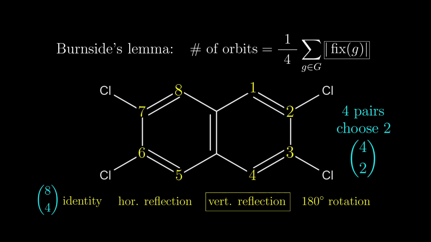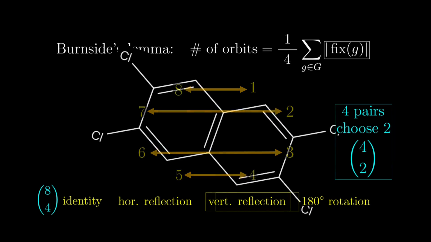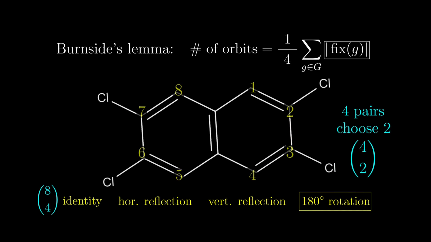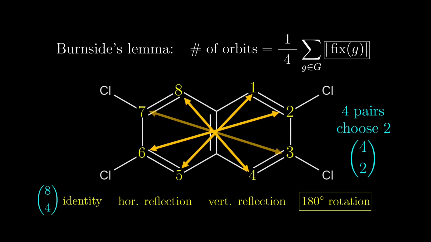Next up, we consider the vertical reflection. But similar to what we saw before, pairs of carbon are swapped under the reflection. So the argument for the fixed size being 4 choose 2 still applies. Now what about the 180-degree rotation? It might be a bit more difficult to see, but again, pairs of carbon atoms swap under the rotation, so this 4 choose 2 argument still stands in this case.